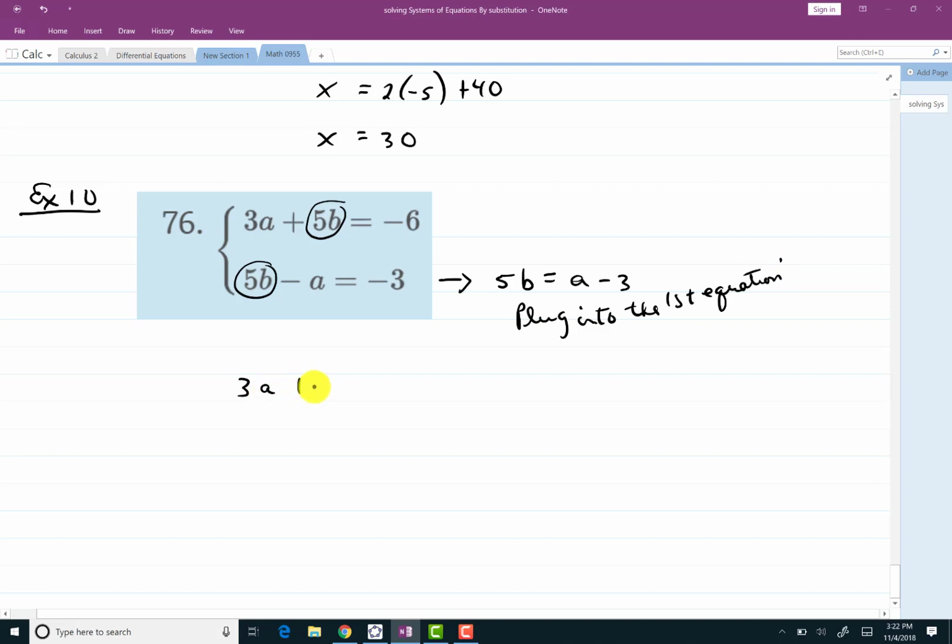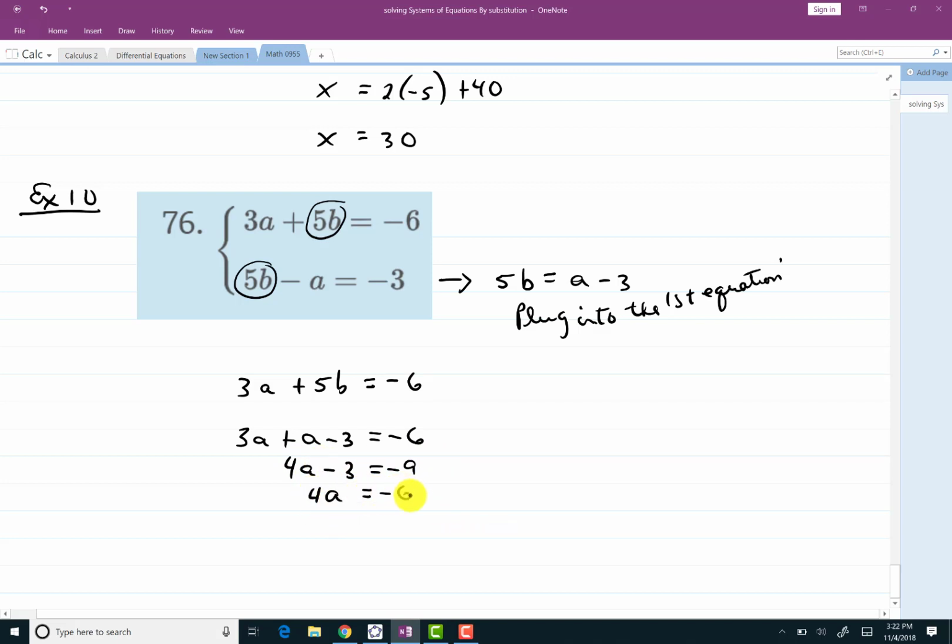So I got my 3A plus 5B equals negative 6. I know that 5B is A minus 3. There, see the plugging? 5B is replaced by A minus 3. And then let's go ahead and solve for A. 4A minus 3 equals negative 6. I will add 3 to both sides.